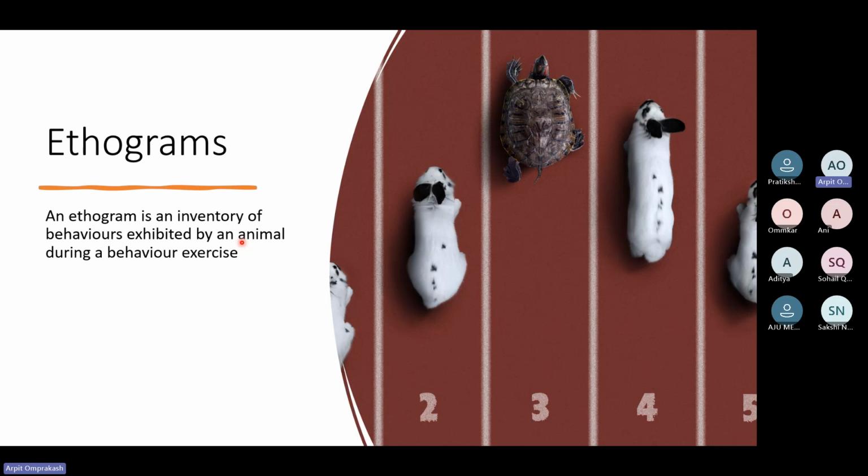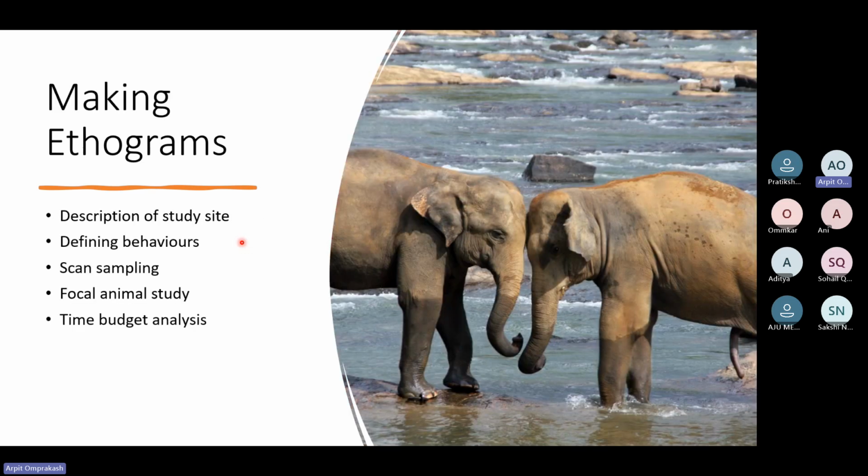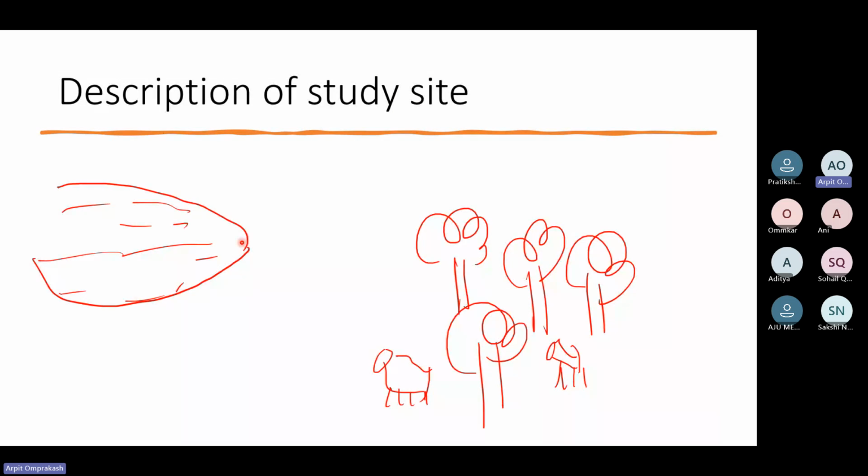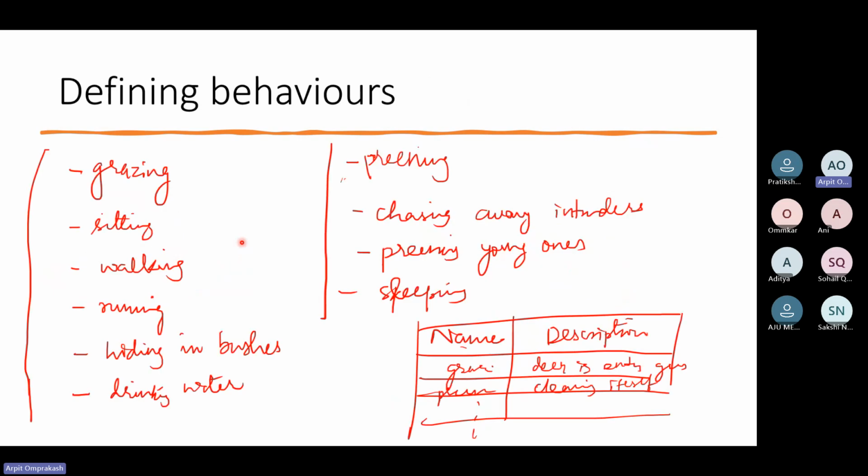Right. We talked about the ethogram, which is an inventory of behaviors that are exhibited by an animal during a behavior exercise. We talked about how we can make an ethogram by describing the study site and what is present in it: is there a river, is there a tree, what kind of tree, and all those things. Then we define the different behaviors that can be shown by the animal.